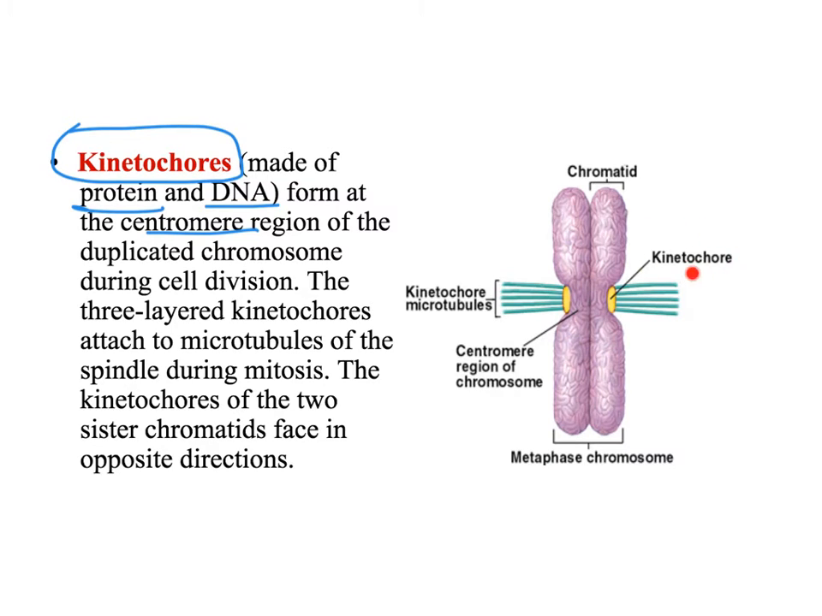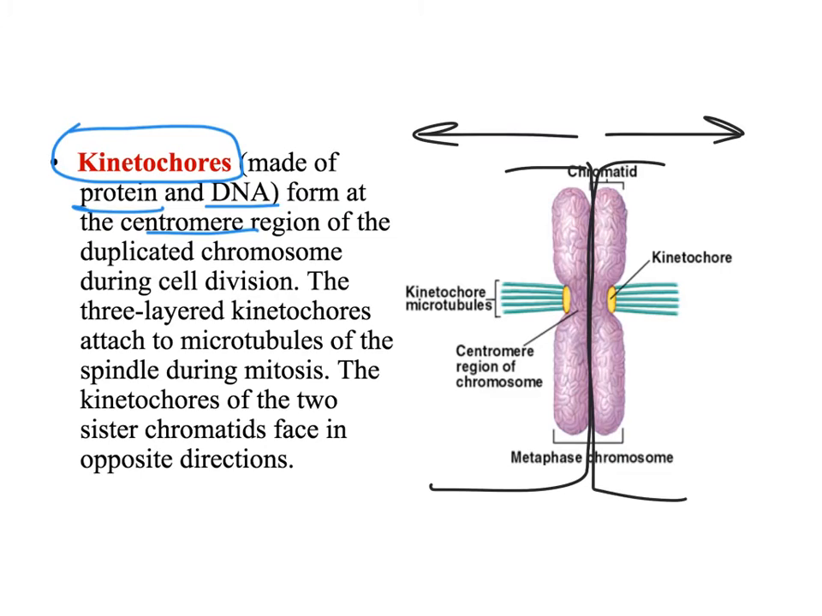Why is the kinetochore important? Because during mitosis, spindle fiber microtubules will attach to the kinetochores to pull these sister chromatids to the opposite sides of the cell. They are going to pull this sister chromatid to this side and pull this sister chromatid to the other side of the cell.